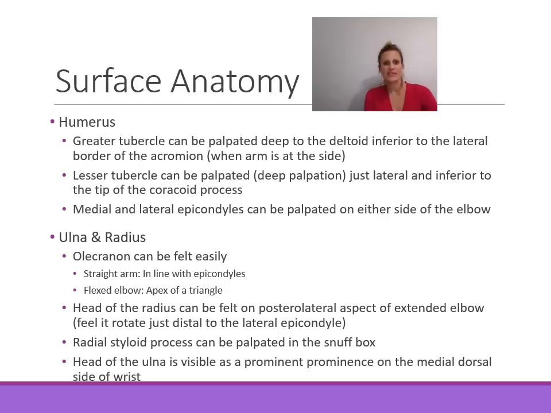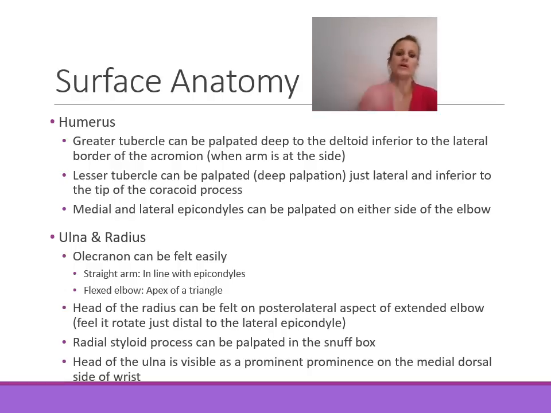There are multiple points on the humerus that can be palpated, starting on the proximal humerus. Remember, the head of the humerus fits into the glenoid cavity, and then more anterior and lateral to that are the tubercles. There's a greater tubercle, a large lateral process, and then a lesser tubercle, which is more anterior. Both of these can be palpated.